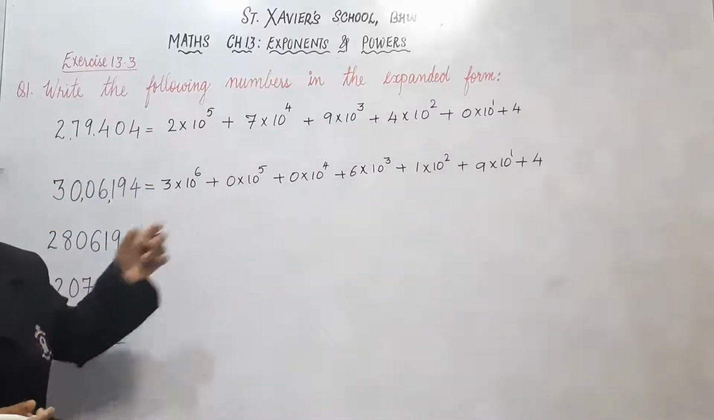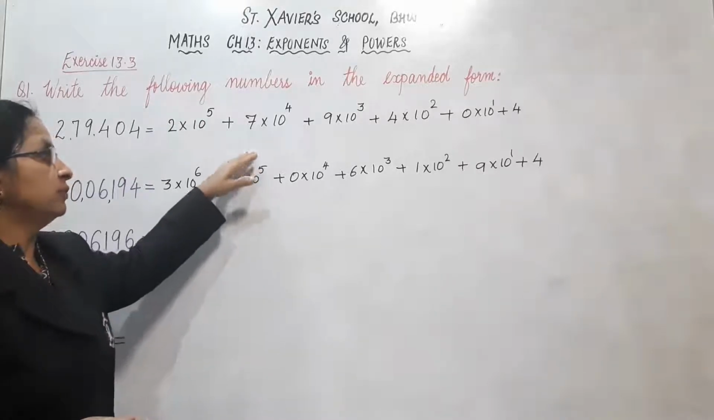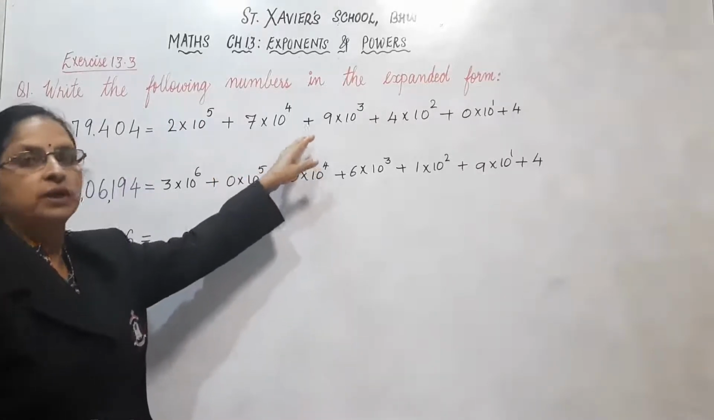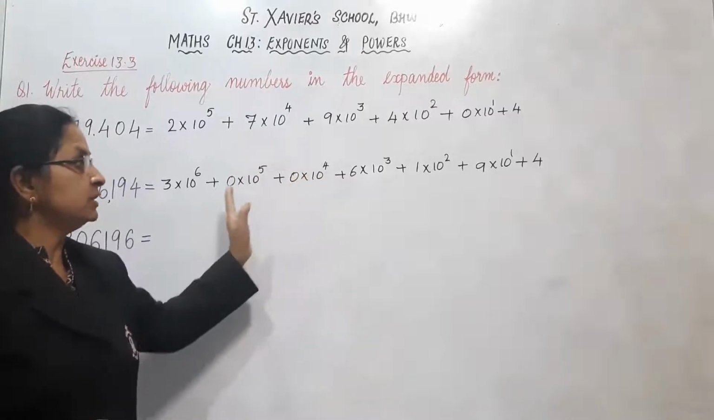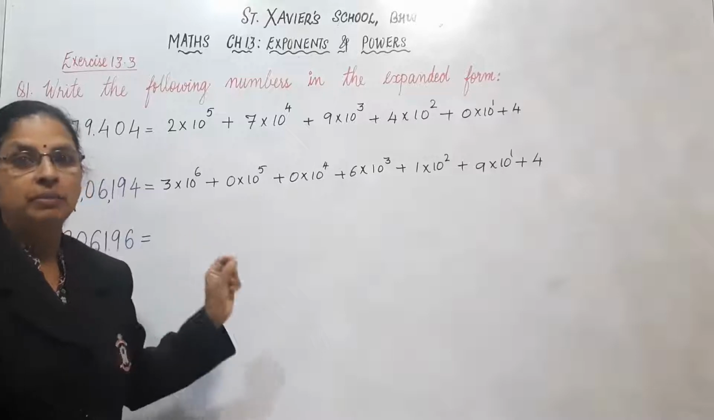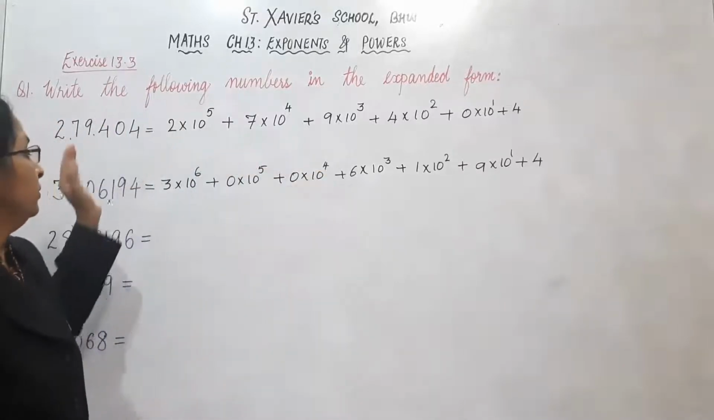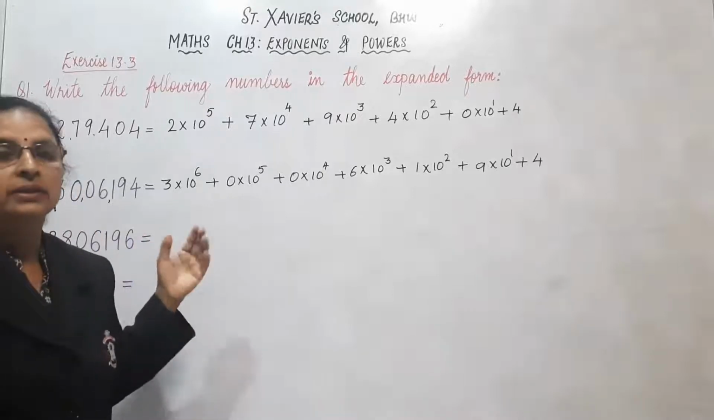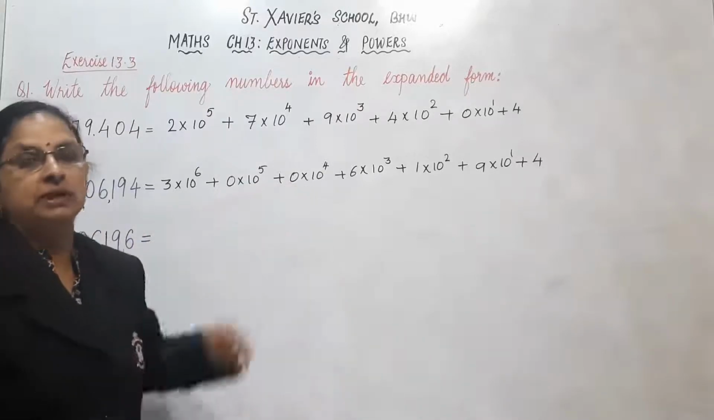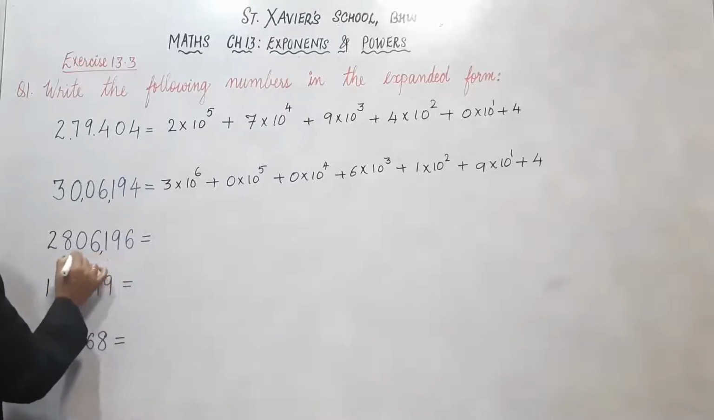Now do you understand? Sometimes they may not give this 0 into 10 raised to 5 or 0 into 10 raised to 4. If these places are missing, only 0 is there, then you have to add 0 in that place. If expanded form is given and you are asked to write the number, then we have to be careful about such places. Okay. Next one is, separate the number by putting commas.